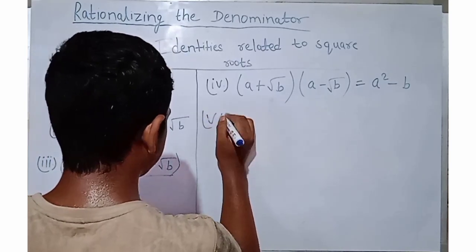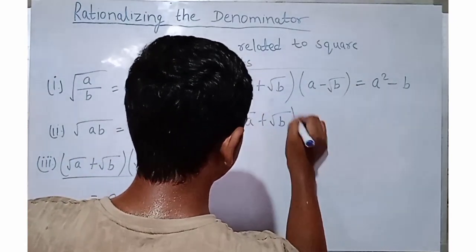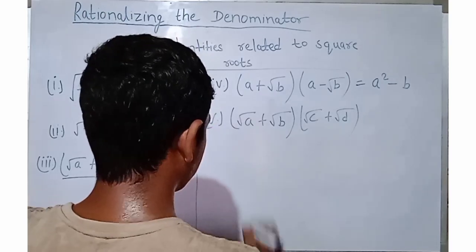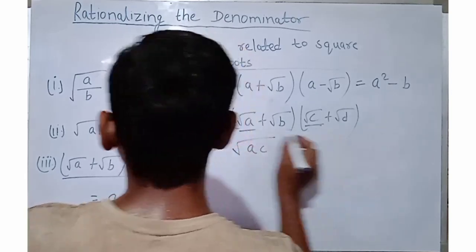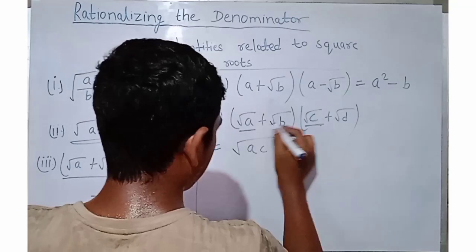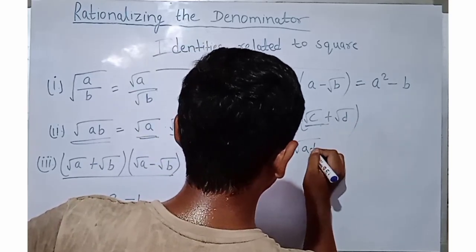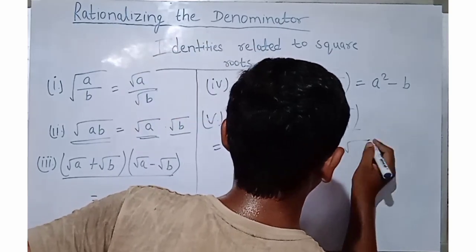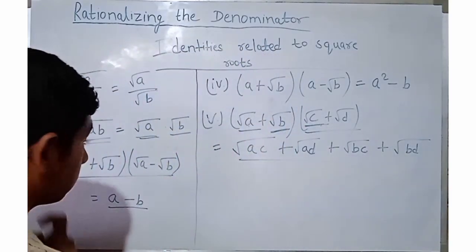The fifth is, suppose root a plus root b into root c plus root d. See here, it will be root a into root c, so it will be root ac, and plus root ad. Then multiply root b with this number, so it will be root bc plus root bd. I think you have understood.